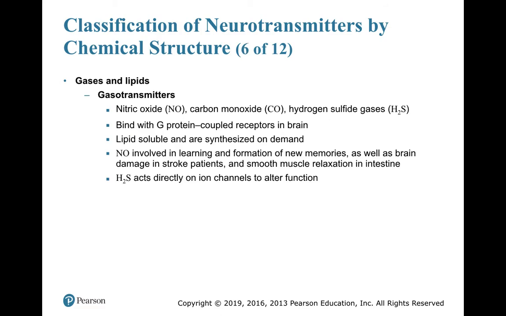Some gases and fats are also neurotransmitters: nitric oxide, carbon monoxide, hydrogen sulfide. They bind with G protein coupled receptors in the brain. They are lipid soluble, so they can go through membranes. They can be synthesized quickly on demand using enzymes. Nitric oxide is involved in learning and the formation of new memories, as well as being linked to brain damage in stroke patients and smooth muscle relaxation in the intestines. Hydrogen sulfide acts directly on ion channels and alters their function.